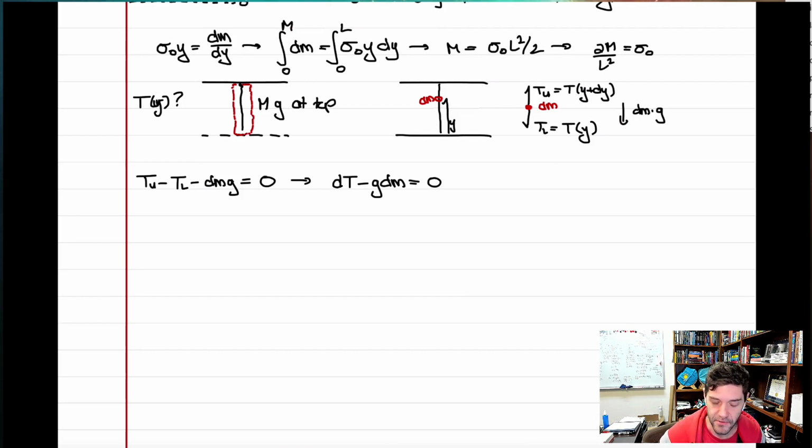The more mathematically rigorous way to think about this is that you could not make that approximation, but instead do a Taylor series expansion of T at y plus dy, centered at T at y. You'll get that the T at y terms cancel, and you're left with a derivative expression, which ultimately is what I wrote down.